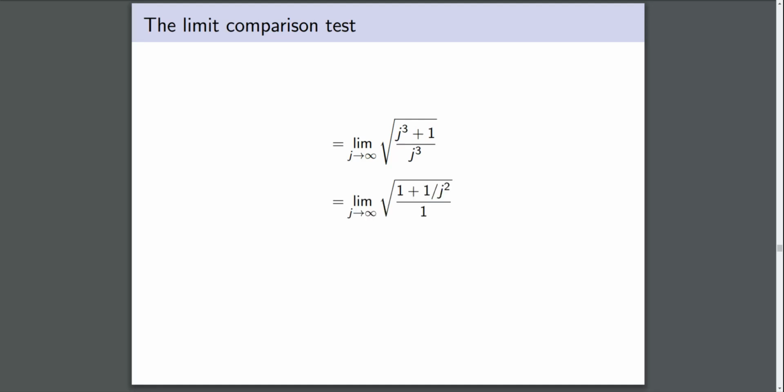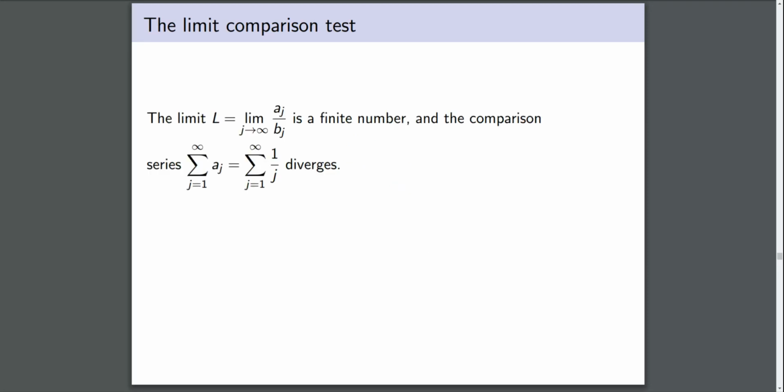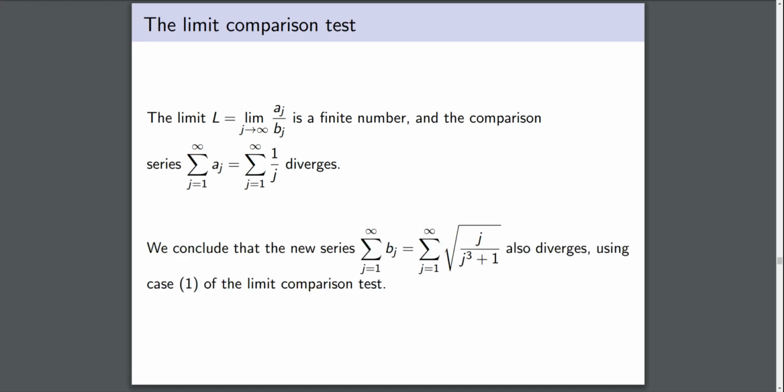We can cancel out our highest powers of j, and then we let that 1 over j squared go to 0. And we get the answer 1 for this limit. In the problem we're looking at, we calculated the limit and found that it was a finite number. We were comparing our new series with a divergent series, and so we conclude that our new series also diverges. That's the limit comparison test.